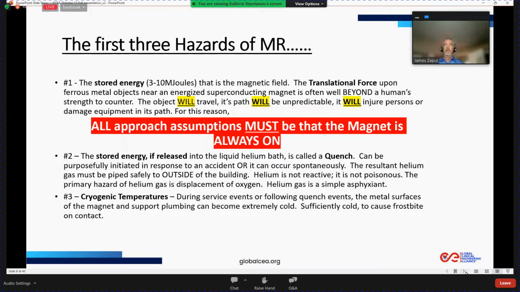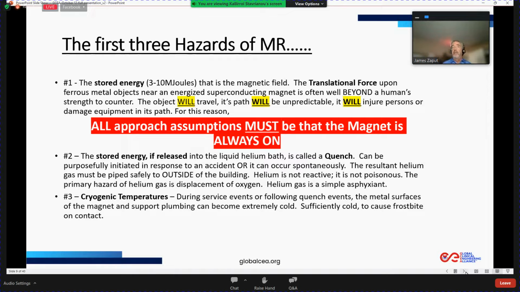Stored energy, if released into the liquid helium bath, is called a quench. The word quench we borrowed from metallurgy. It simply represents a large change in temperature over a very short period of time. You know, they'll harden metals by taking a hot piece of metal, putting it in a bucket of oil to change the temperature from hot to cold very rapidly. That's the definition of the word.